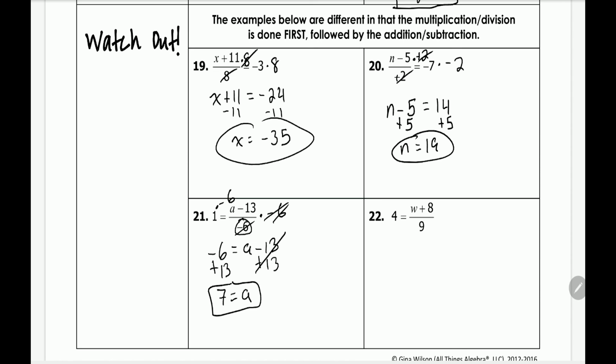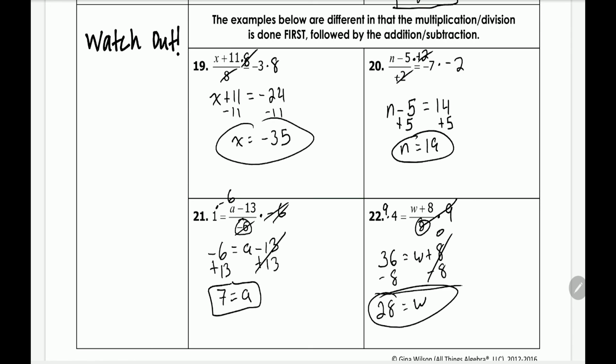Number 22. We have to get rid of this 9, so that means we have to multiply by 9. They cancel. We have to do the same thing on the other side. 9 times 4 is 36. That's equal to w plus 8. Now we have to get rid of this plus 8, so we're going to subtract 8. We're left with 28 is equal to, these things cancel, w. And that's our final answer.